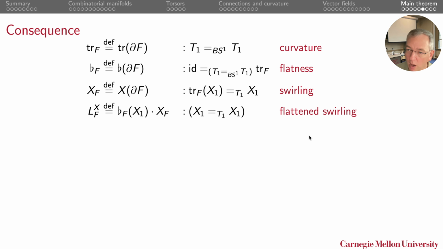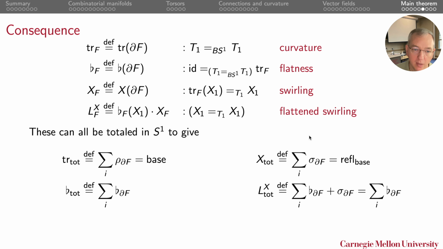So remember all our constructions on one face. We've got the curvature, we've got the flatness, we've got the swirling and the flattened swirling. Then we can total all of them in S1. We can get the total transport, which is the sum of all the angles across all the edges. And that's just the base point of S1. That's 0 in our group, because all those rows cancel. And then in the upper right, we've got X-tot, which is the total swirling, which we just proved also. All the sigma ij's cancel with sigma ji's. So those paths all cancel, and we get ruffle base.